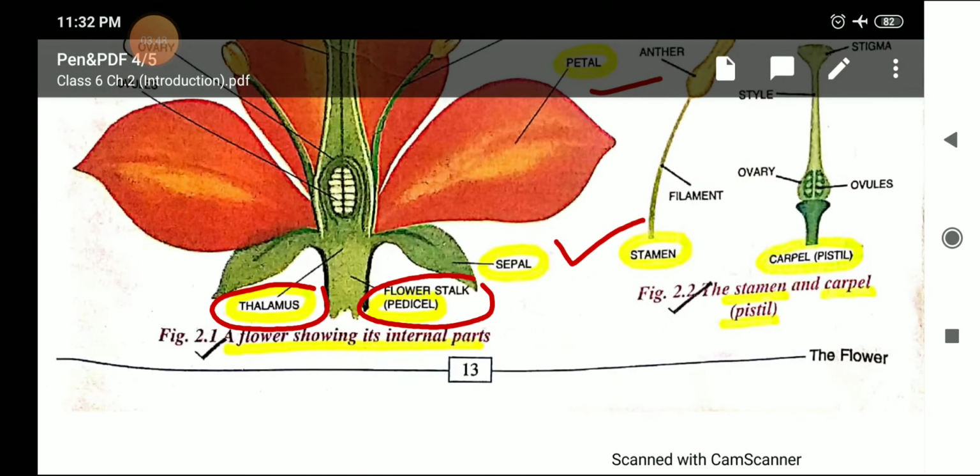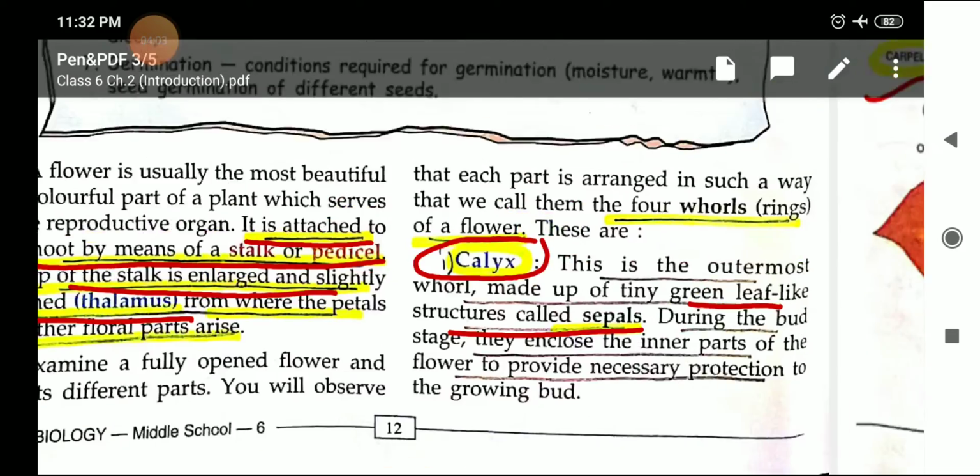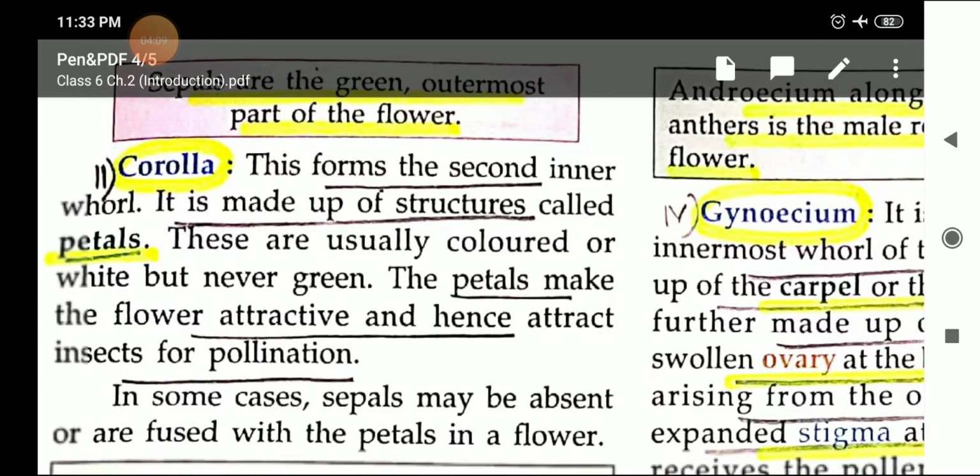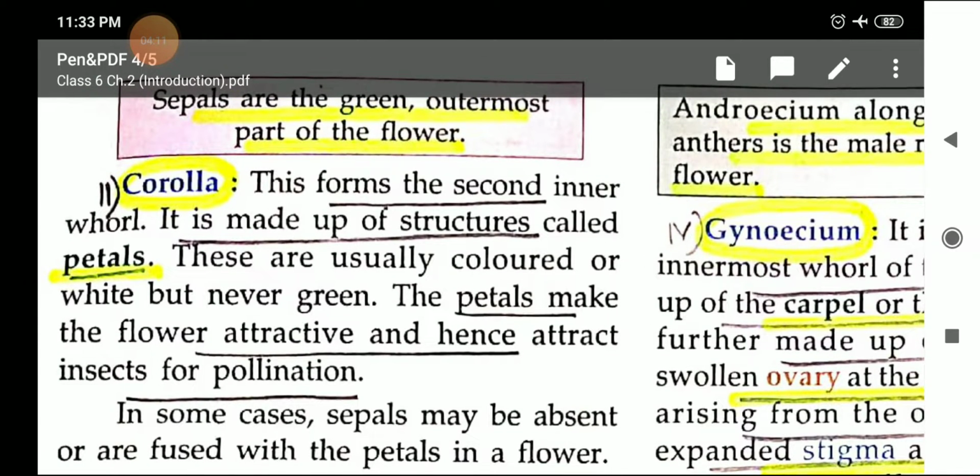Now just look here. The green colorful part, that is the sepal. And they protect the flower during the bud stage. Now let us move on to the second part of the flower, that is corolla. Now corolla is the second inner whorl, which is made up of the structures called petals, and it is the most attractive brightly colored part of the flower. So the singular is petal and the collection of petals is known as corolla.